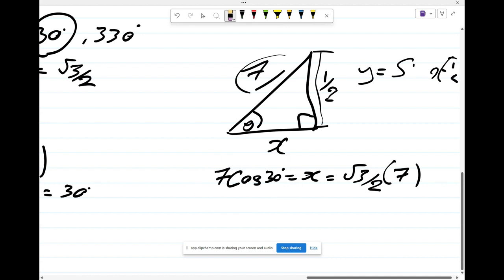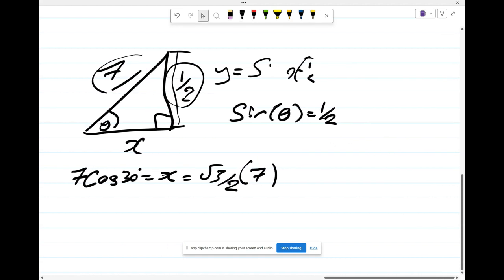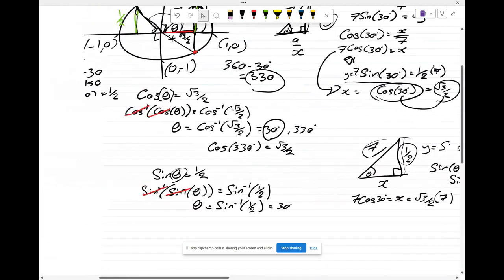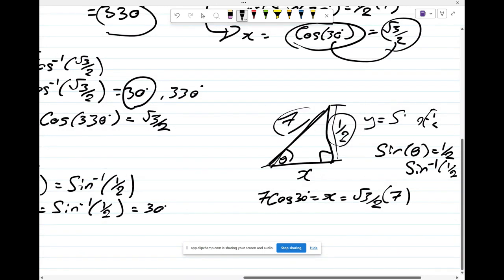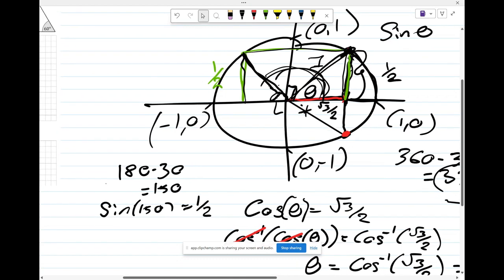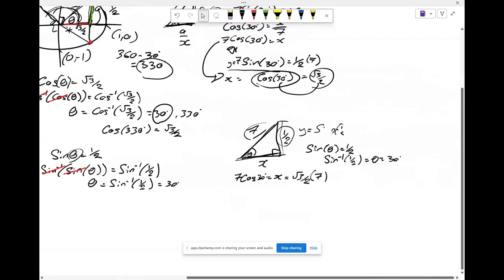Okay, great. And if we have this as a half, let's say that the sine of theta is going to be a half. Then if we do the inverse, sine inverse a half will give us theta, and that'll give us 30 degrees. And then we need to understand that there is another angle, but for this triangle, there's only one angle that we can use. But technically, there is always a second angle we can use, and we're going to see that now in this question.